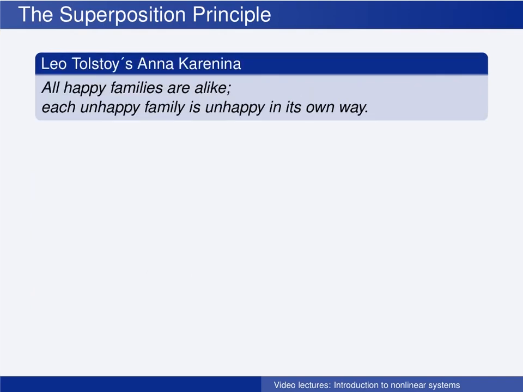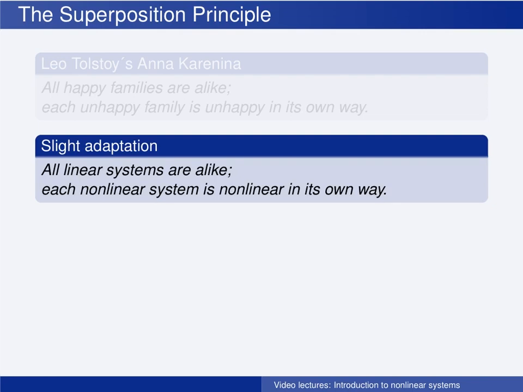An analog of this difference is found in Leo Tolstoy's Anna Karenina, which says that all happy families are alike. Each unhappy family is unhappy in its own way. A slight adaptation of this that holds for our case is that all linear systems are alike. Each nonlinear system is nonlinear in its own way. So for nonlinear systems, there is no one-size-fits-all, no one method fits all systems. Nonlinear systems may display many different kinds of complex behavior, and we need to get to know the system profoundly to design a good controller for it.